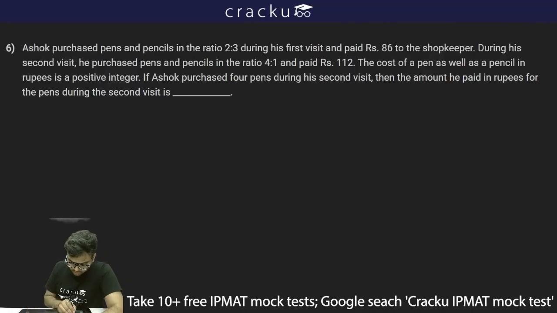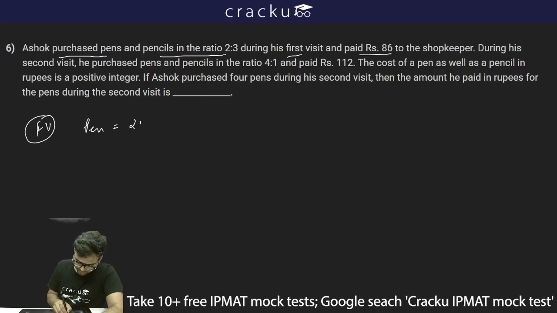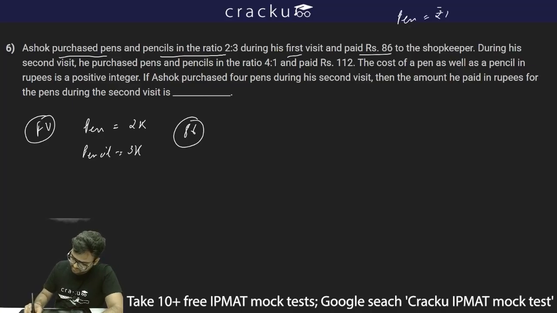Next question is saying Ashok purchased pens and pencils in the ratio 2:3 during his first visit and paid rupees 86. So let's say in the first visit, Ashok is purchasing pens and pencils in the ratio 2:3. So I'll say pen is basically 2k and pencil is 3k, and the entire amount he is paying is 86 rupees. Also let the cost of a pen be A rupees and pencil be B rupees.